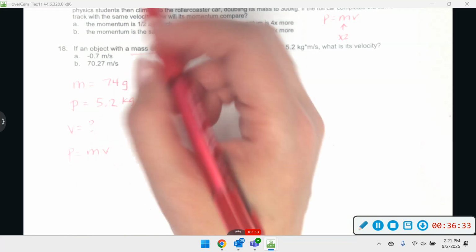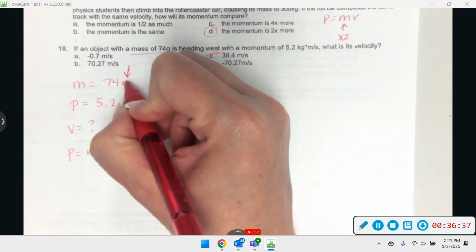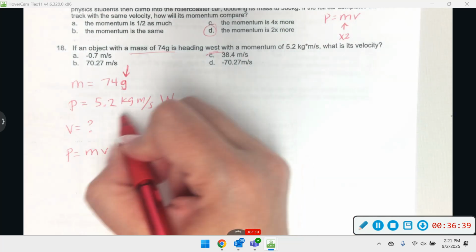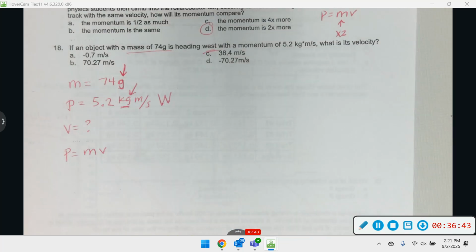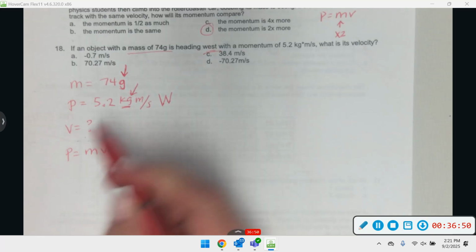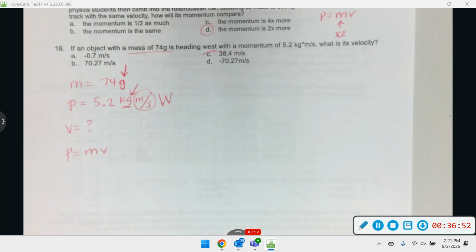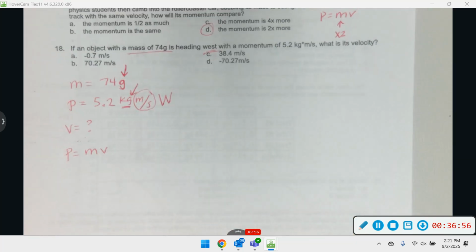Again, part of the reason we label these is so that we can check to make sure our units are consistent. This is 74 grams. This is 5.2 kilograms times meters per second. Those are not consistent. Guys, we have to end up with the velocity, which has units of meters per second, which means we have to cancel the mass unit out. You have to do a conversion. This is probably why this one was also missed a lot.